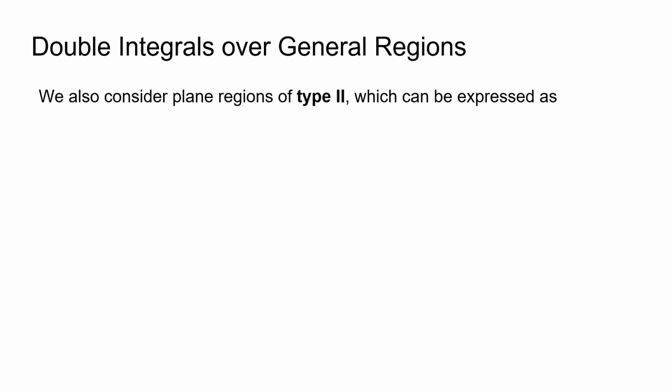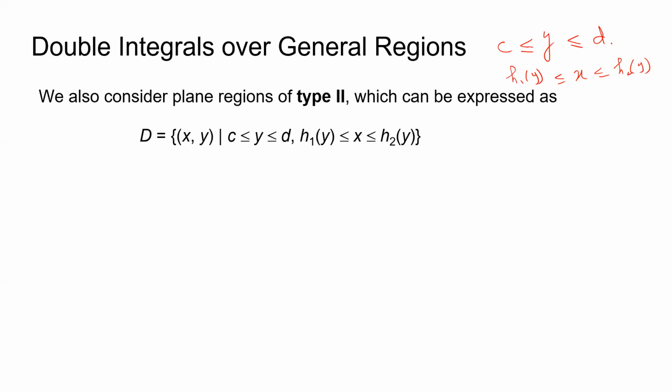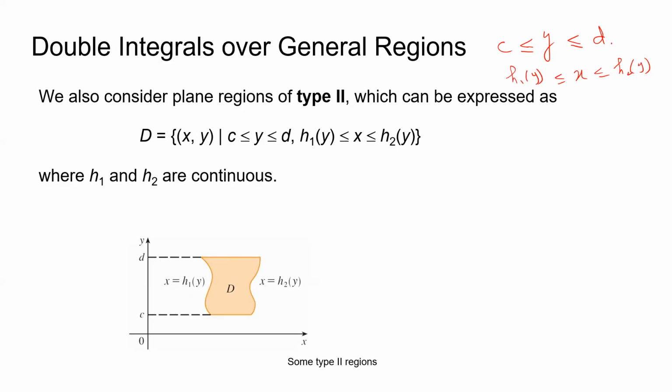In a type 2 region, y lies between two constant values, that is, y lies within an interval, say [c, d], and x lies between two functions of y, h1 and h2, which are continuous functions in the interval [c, d]. There are a few examples of type 2 regions.